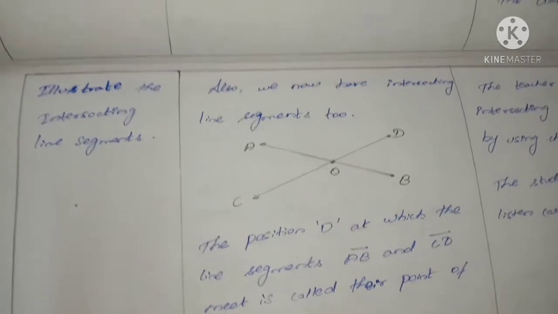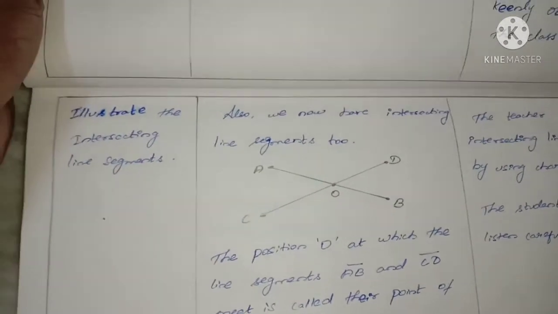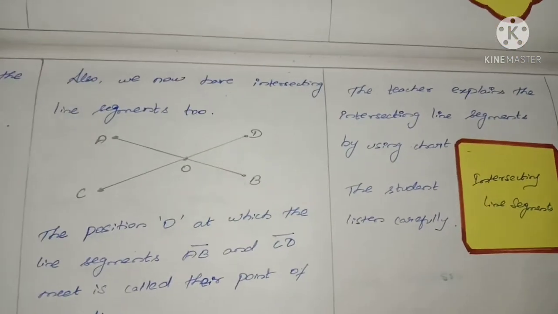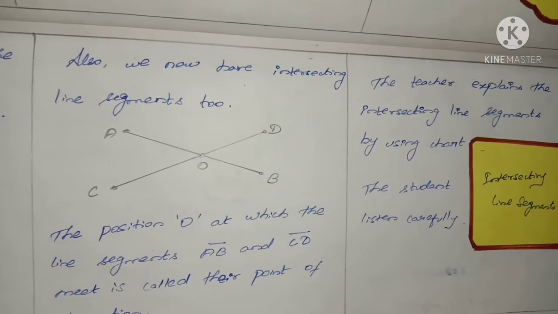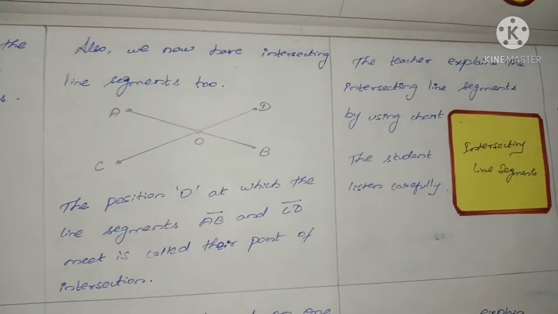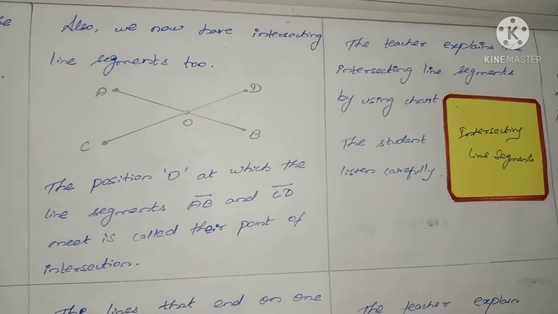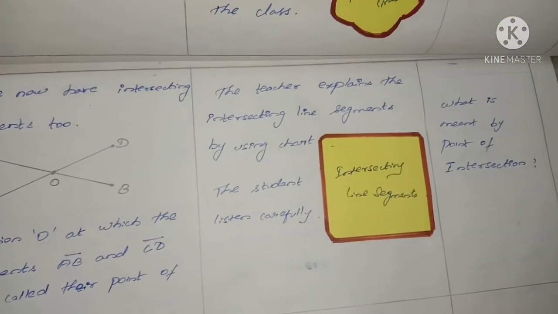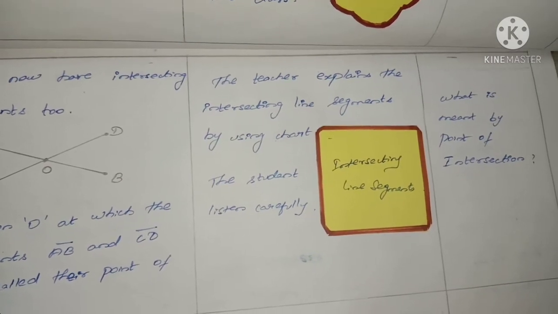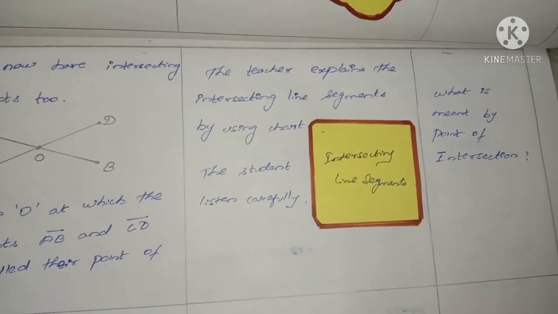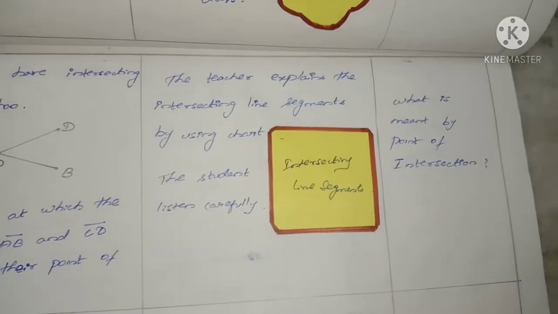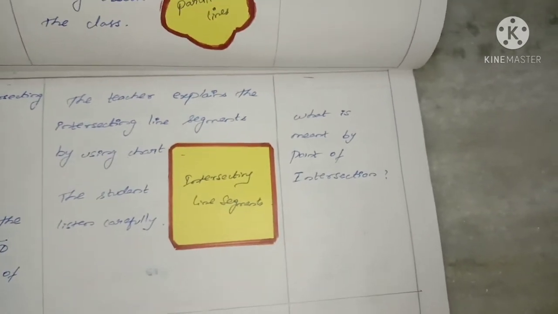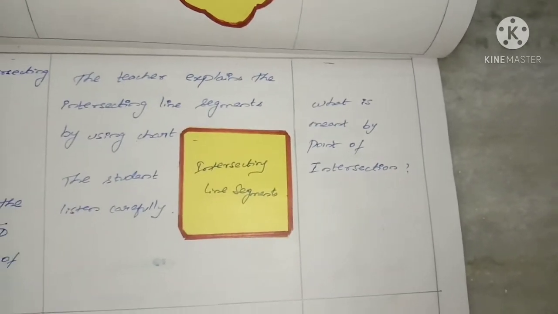In the next row, first box, illustrate the intersecting line segments. We now have intersecting line segments. Then draw the figure. The position O at which the line segments AB and CD meet is called their point of intersection. In the next box, the teacher explains intersecting line segments by using chart. The students listen carefully. Then you have to paste the chart. In the last box, what is meant by point of intersection?